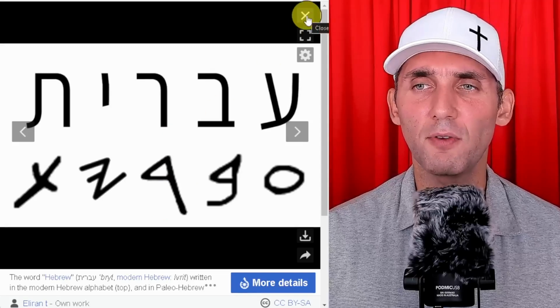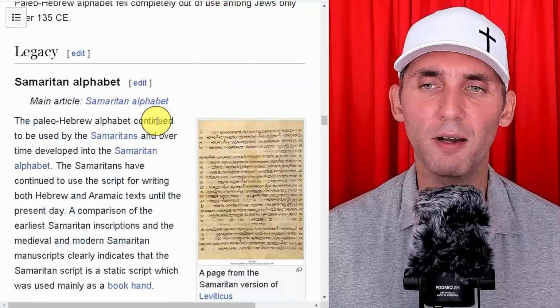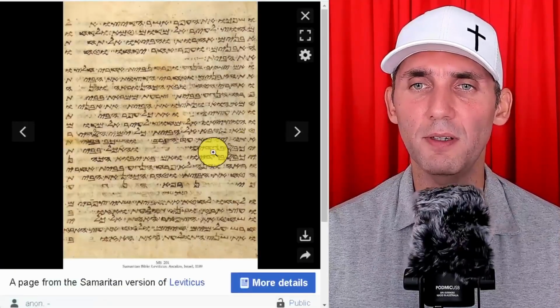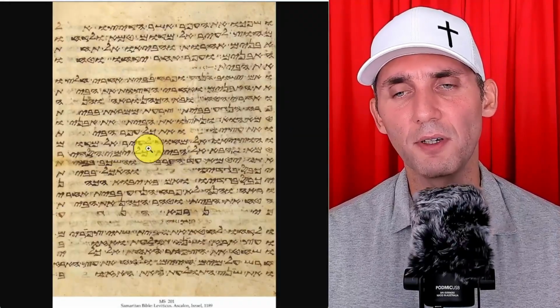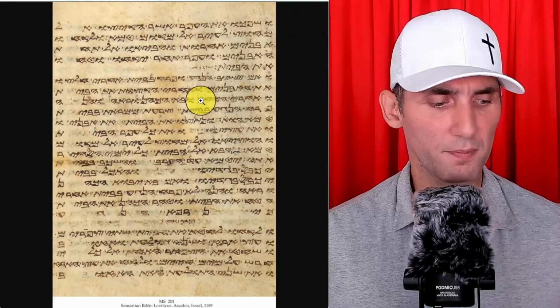Very, very different. And of course, once we talk about other aspects of the modern Hebrew alphabet, you'll see that they are quite different. This is the Samaritan script, where you can tell it's very, very different. Of course, this has its own evolution too, which is interesting.